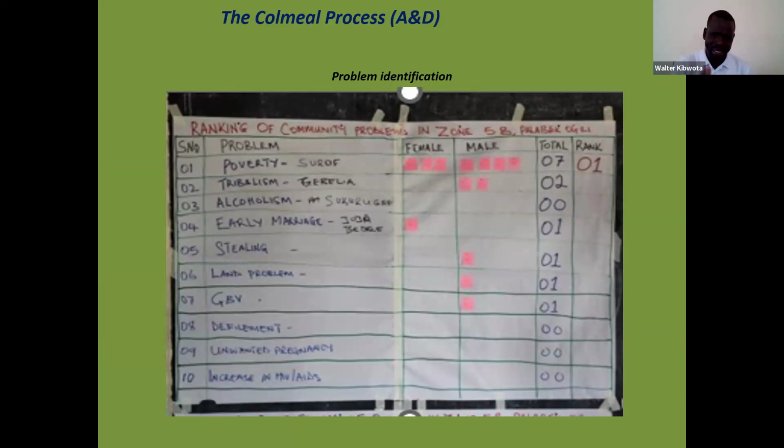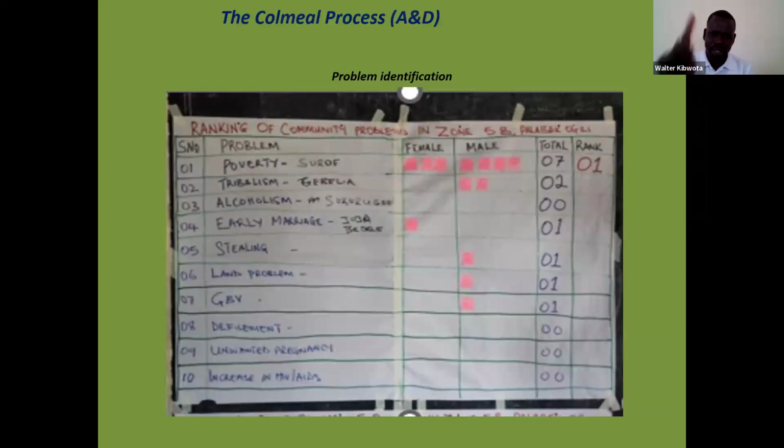And then they will rewrite, just like the way you're saying, there is poverty, there is tribalism, there is alcoholism, there is early marriage, there is stealing, land problems, GBV. They will list all of them according to this number. They put it like that. And then they make sure that they display the table on the wall or on the board like this. Then those pink things which are put for female and male, we give them a number, we give them papers in their hands.